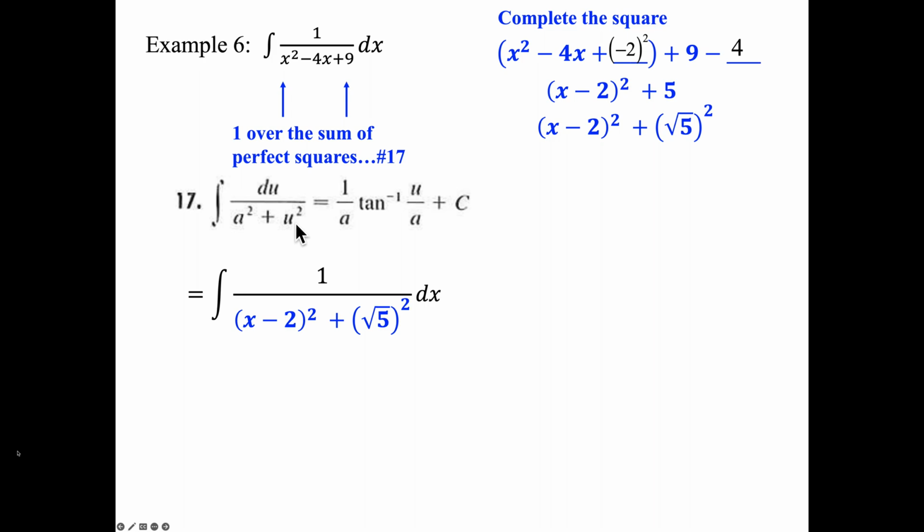And again, I'll be honest, it doesn't matter which order they come in because you're adding, so we can switch it around. So my answer is going to be 1 over a, so a being the square root of 5. 1 over the square root of 5 times the inverse tangent of u. Okay, that's going to be this right here. We're going to take the square root of all that, which is the x minus 2. All right, right here. And then we'll put it over the a, which is just the square root of 5, plus c.